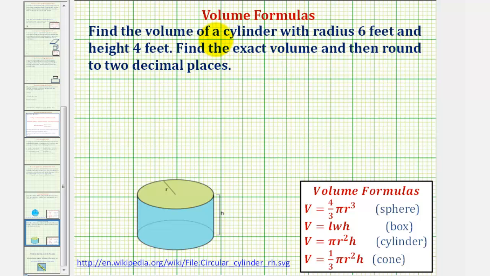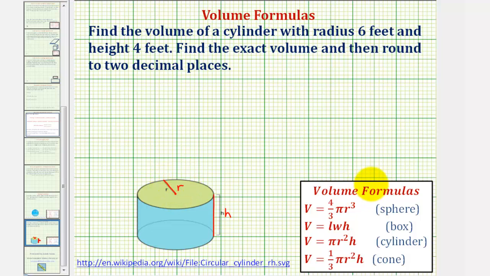We want to find the volume of a cylinder with radius 6 feet and height 4 feet. We want to find the exact volume, then round to 2 decimal places. Because our units are in feet, the volume will be the number of cubic feet that will fit inside our cylinder, pictured here. Where this length here would be the height, then looking at the circular top, the distance from the center to the edge of the circle would be the radius.